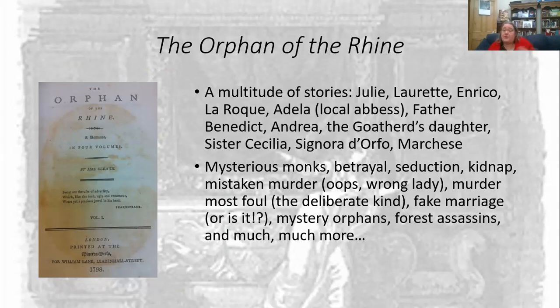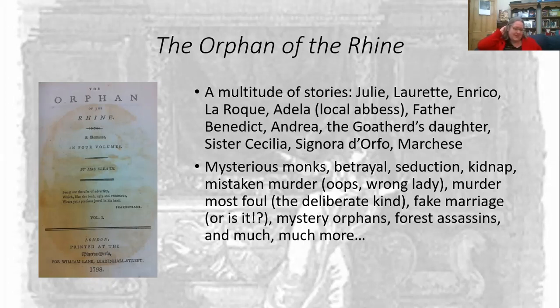Murder most foul, where you actually kill the right person, but it's bad that you did. Fake marriage, or is it? That's a key question in a number of texts, including The Mysterious Warning, for example. Did you really marry him? Was he already married to somebody else? Is it bigamy? Bigamy is a big theme that doesn't get talked about a lot in the early Gothic. There are also mysterious orphans, forest assassins, and many more similar tropes.